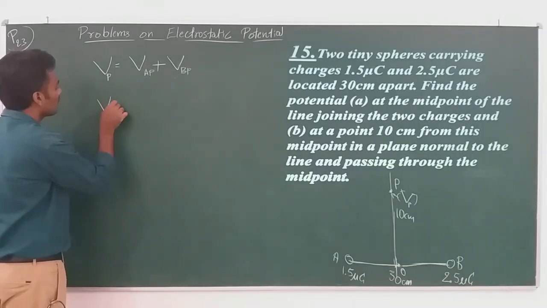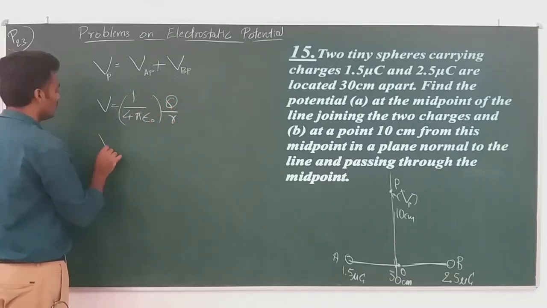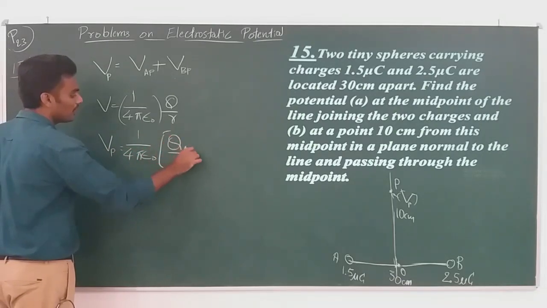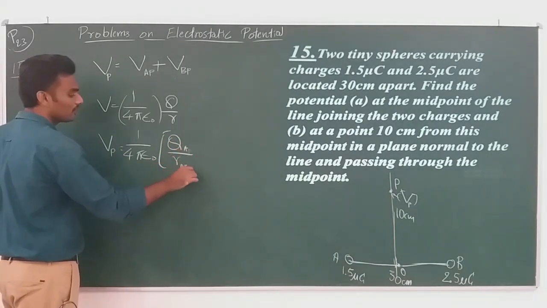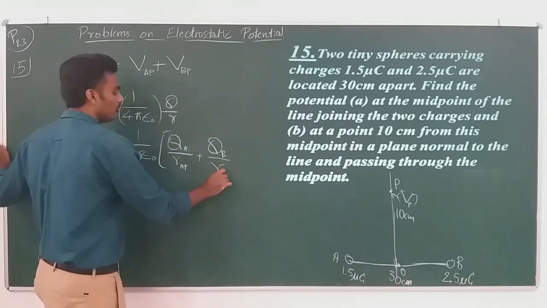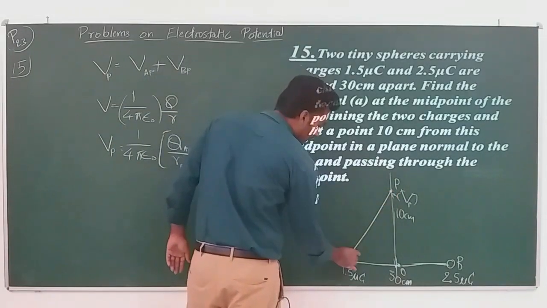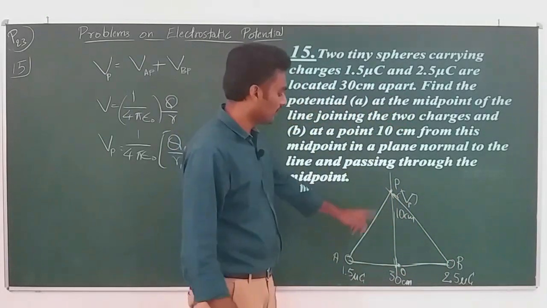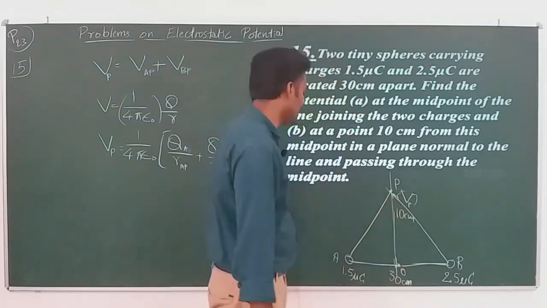Now, let me write the general formula again. V is equal to 1 by 4 pi epsilon naught Q by R, and the total potential V is equal to 1 by 4 pi epsilon naught, which is common, and inside I have QA by R AP, distance from A to P, plus QB by R BP, distance from B to P. So, first we should find the distance from A to P and B to P, which are actually equal, since it is the bisector and these two lengths are equal. So, AP will be equal to BP.